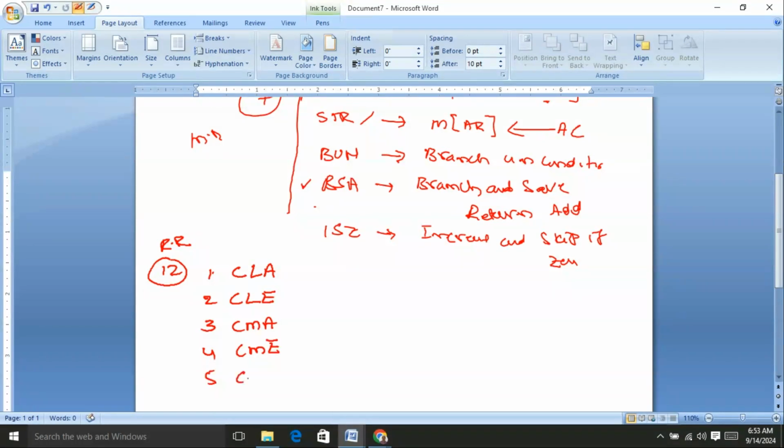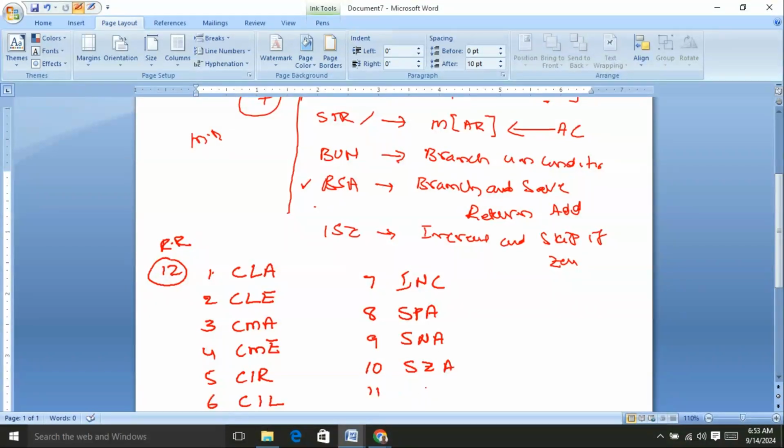The next one is CIR, circular shift right. The next one is CIL, circular shift left. The next one is INC, increment. The next one is SPA, skip on positive. The next one is SNA, skip on negative. The next one is SZA, skip if 0.